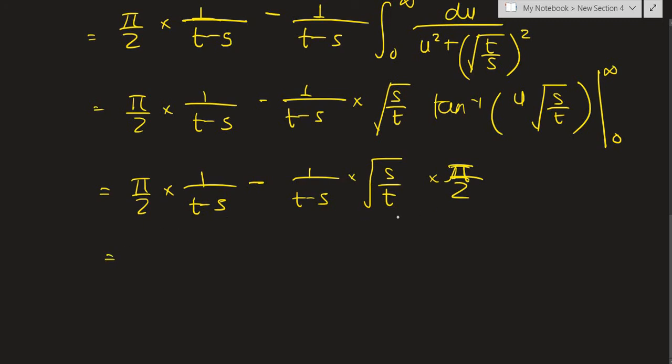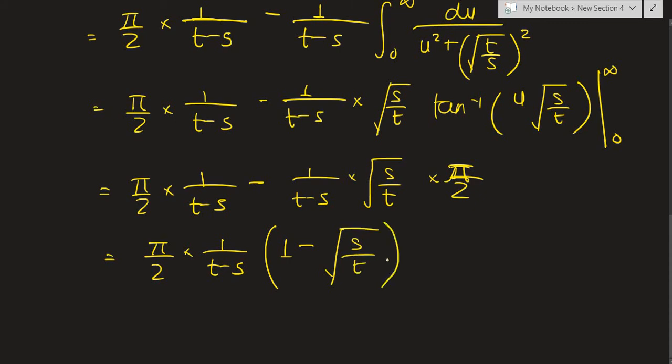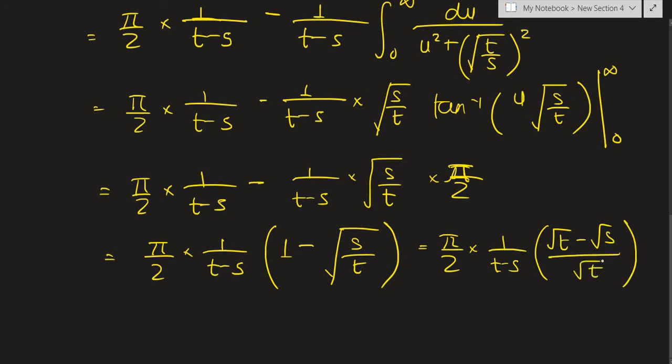So now we can take a bunch of things common over here. We can take pi over 2 times 1 over t minus s as a common factor, while we have 1 minus square root of s over t. So now obtaining a common denominator, we have pi over 2 times 1 over t minus s times square root of t minus square root of s divided by square root of t.